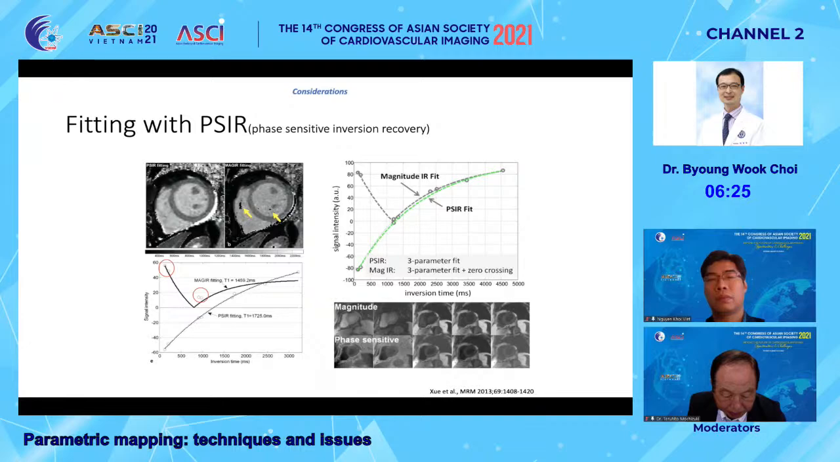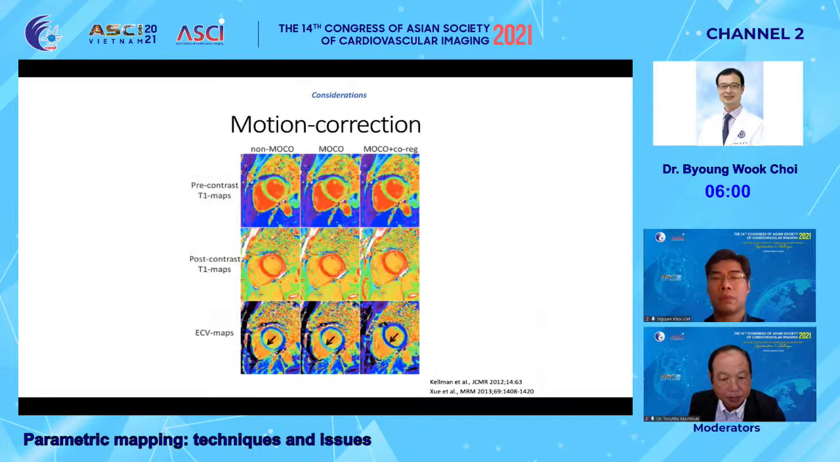The T1 weighted images acquired with T1 mapping method are magnitude images, so all the measurements present as positive values. The most difficult part of the fitting process is to find the point of zero crossing with these positive values. So fitting with the PSIR is an effective way to get an accurate curve fitting. Motion correction is another important aspect to reduce partial volume effect.